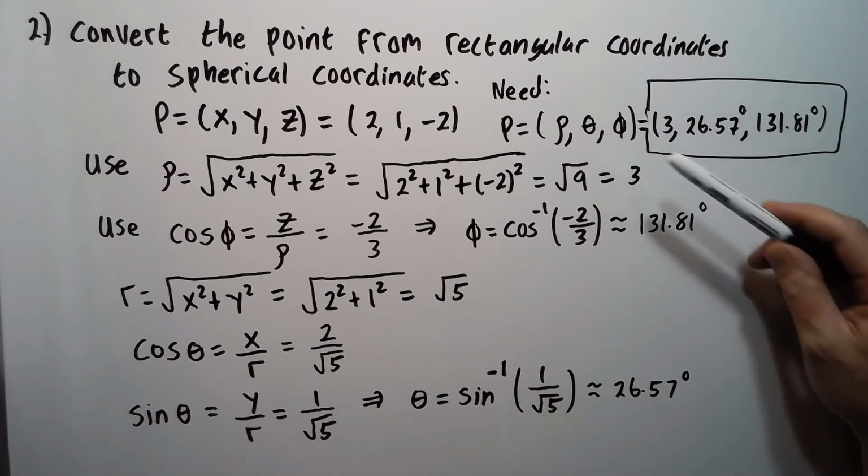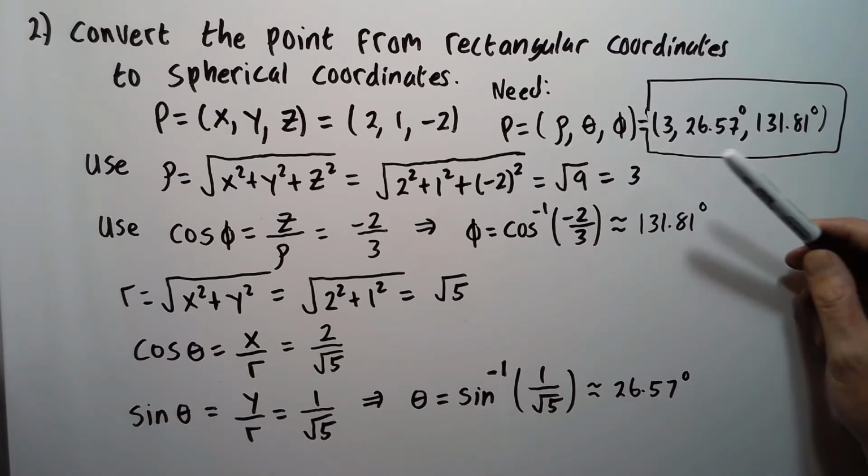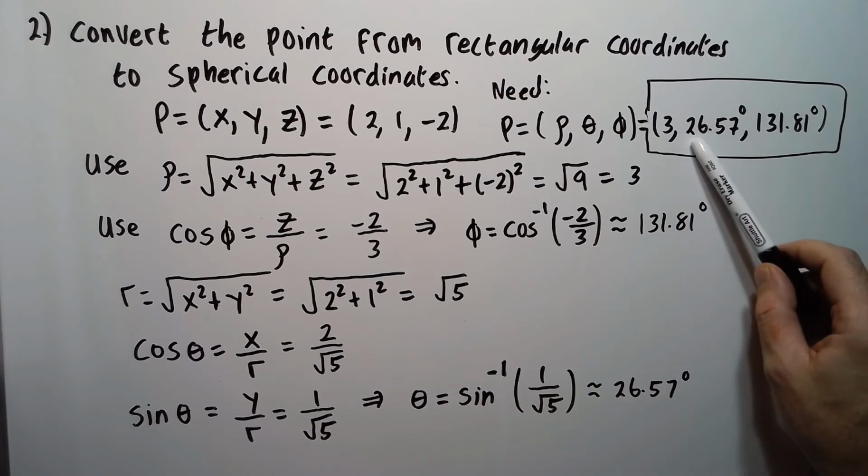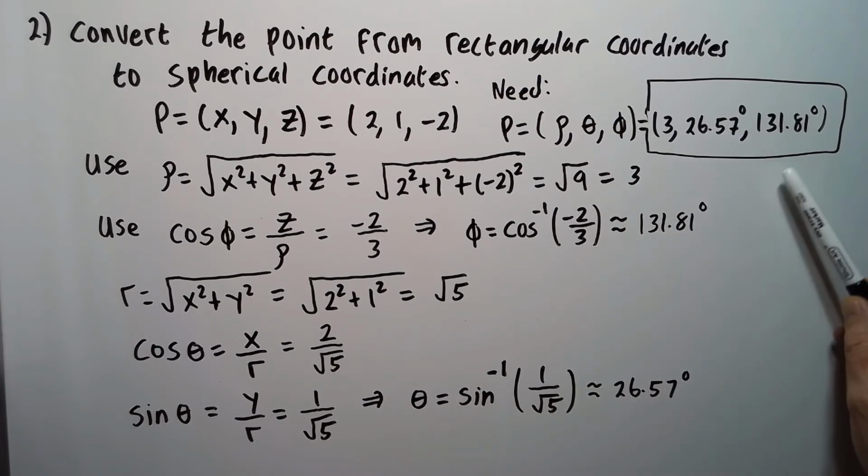Okay, now we've got everything to write our point in spherical coordinates, so let's do that. So here's our answer: it's going to be rho, which we found was 3, then theta, which was 26.57, and then our phi, which is 131.81 degrees. Okay, so we're done with this question. Let's move on now to question 3.